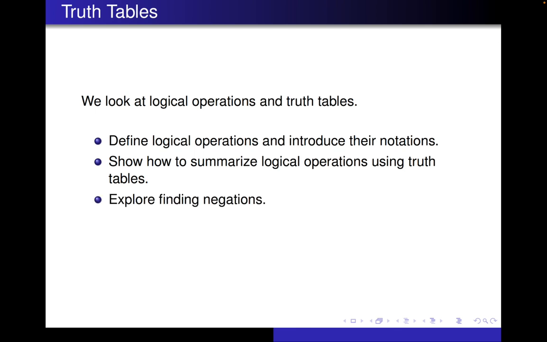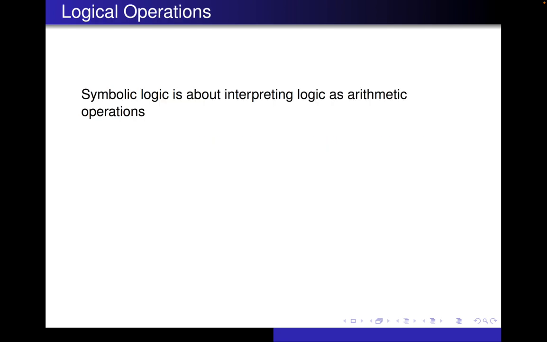And then finally, we're going to explore what it means to be a negation and how we find them in actual statements. And we're going to do some examples. So we're going to be looking at something called symbolic logic, and that's all about interpreting logic as a kind of arithmetic operations, sort of like addition and multiplication.